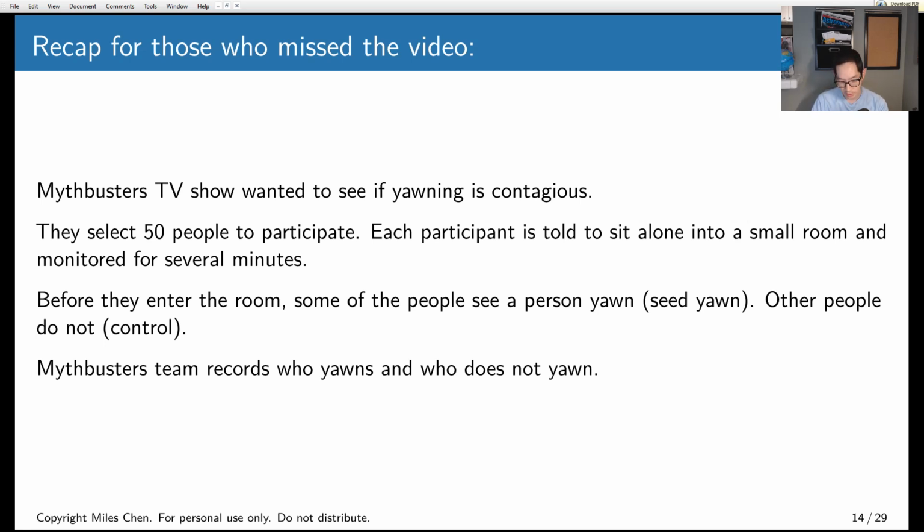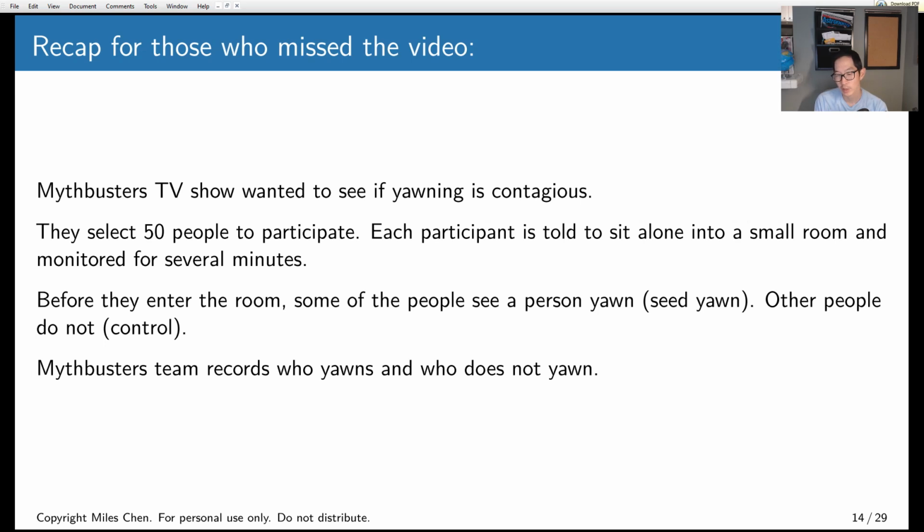In that TV show, they had this question: is yawning contagious? So they ran an experiment. They went to a flea market, asked for volunteers, and found 50 volunteers who were willing to participate. Basically, each participant sat alone in a small room and was video recorded. While they were sitting in the room, they waited to see if that participant would yawn or not during the time they were there.